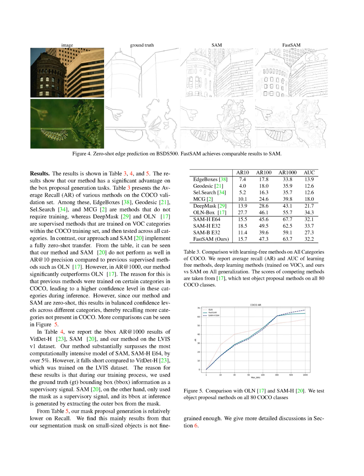Section Summary. The authors report the results of their FAST method on the LVIS dataset, which outperforms the most computationally intensive model, ViTDet-H, by over 5%. However, it falls short compared to ViTDet-H, which was trained on the LVIS dataset. The authors also note that their method has a significant advantage on the box proposal generation task, but their mask proposal generation is relatively lower on recall due to segmentation mask issues on small-sized objects.